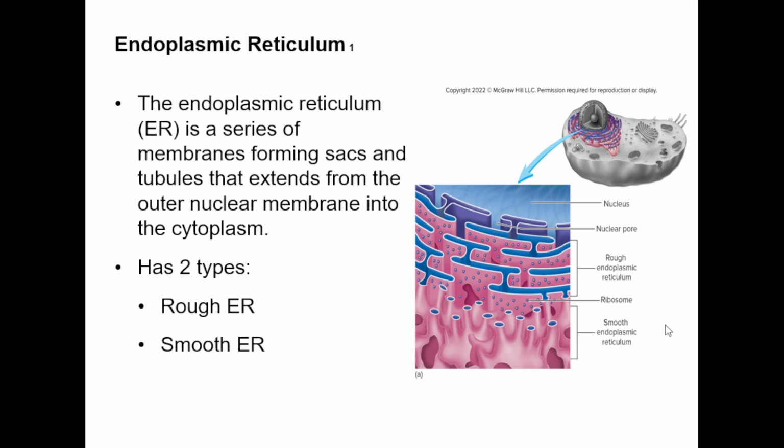And the smooth endoplasmic reticulum is called smooth endoplasmic reticulum because, apologies for that. So they are called smooth endoplasmic reticulum because they do not have any ribosomes attached to them. All right?